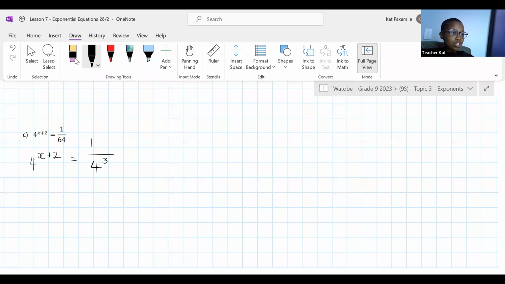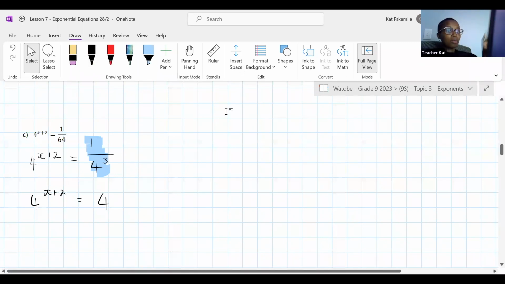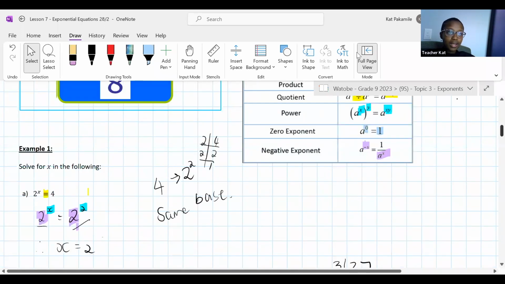Remember, what do we have here? We don't have 4 to the power of 3, right? We have 1 over 4 to the power of 3. Do you see that? We still don't have the same bases. So we want to put both sides to the same base. Now, which law is going to allow us to do that? Think of a law that's going to allow us to work backwards and have 4 to the power of something. In which law did we work with 1 over something? Do you remember? Let's go back to our laws. Check this law here.